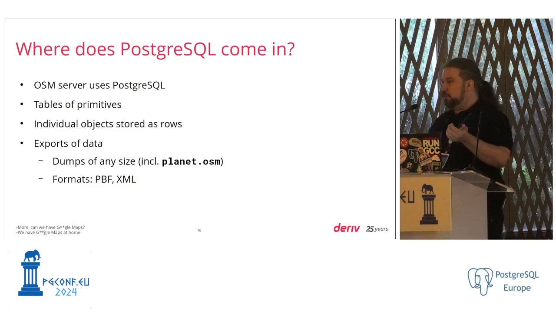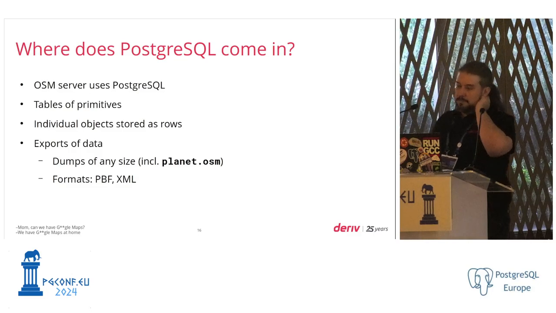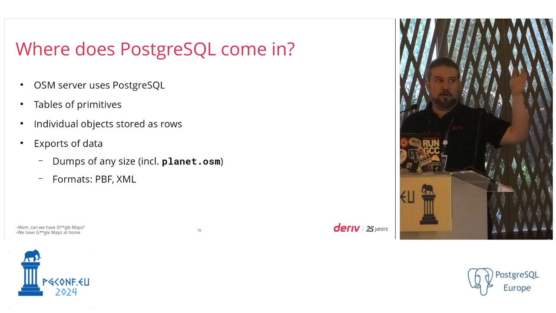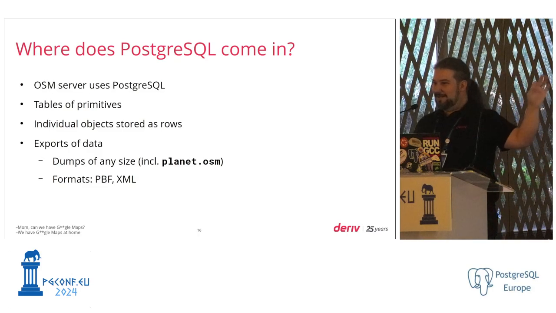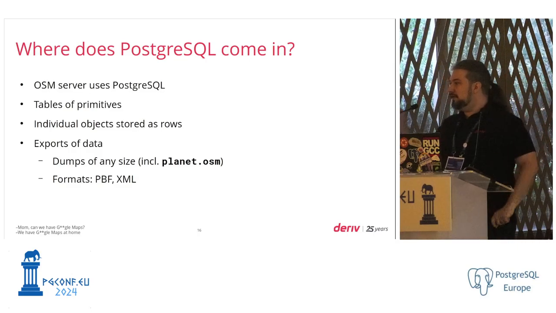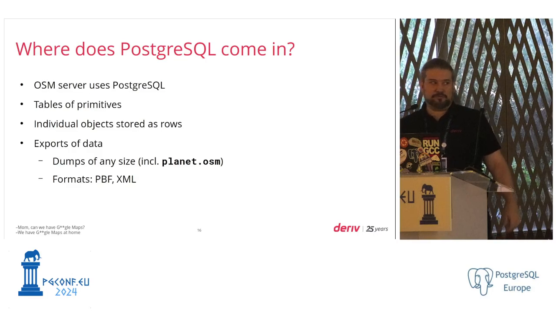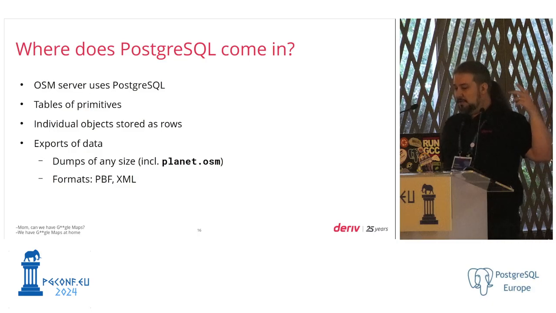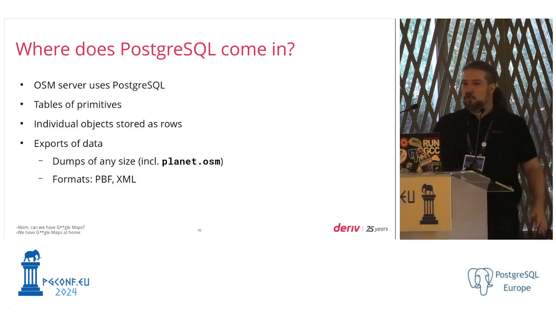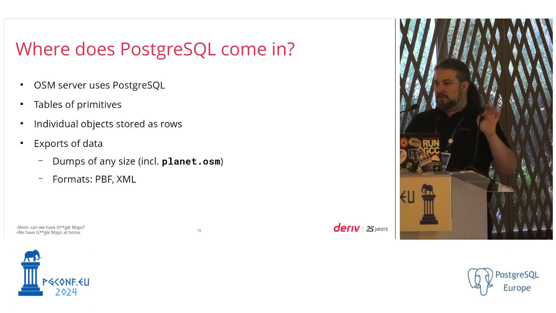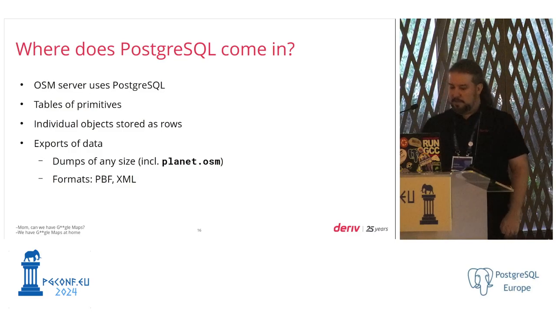And you can also import OSM data into your own database, because OSM makes available dumps of any kind of size. So you can dump planet OSM, which is the entire data for the planet of Earth, or you can export an individual country or an individual city. And there are people that create those dumps and graciously provide them for other users for free. The formats that they come in are PBF, but also XML. So they are really interoperable. Anyone can take this data and do whatever they want with it in any sort of tool.